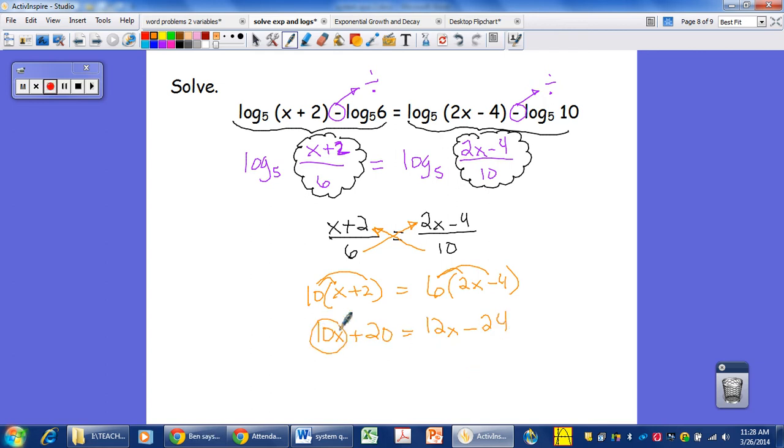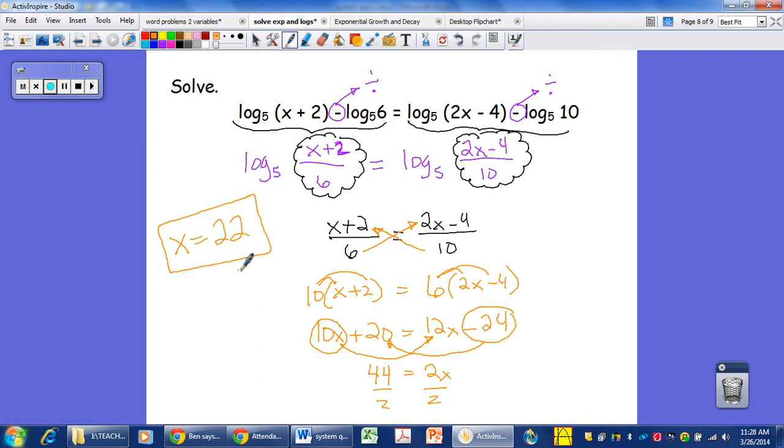Okay, I'm going to subtract my 10x from this side, 2x. I'm going to add my 24 to that side, 44, and dividing both sides by 2 means that x equals 22. So you might have to do a little bit of condensing in order to get one log on this side equals one log on that side.